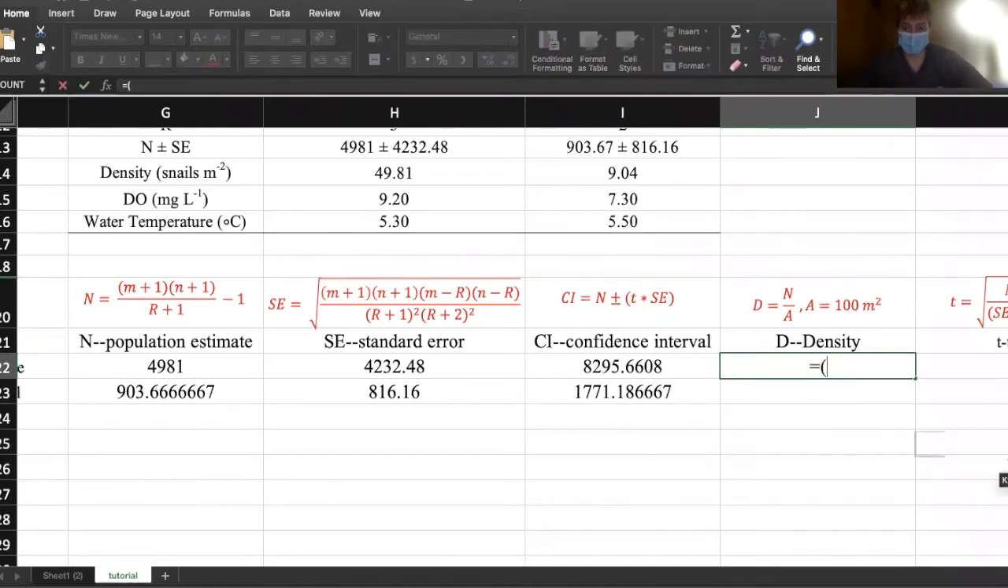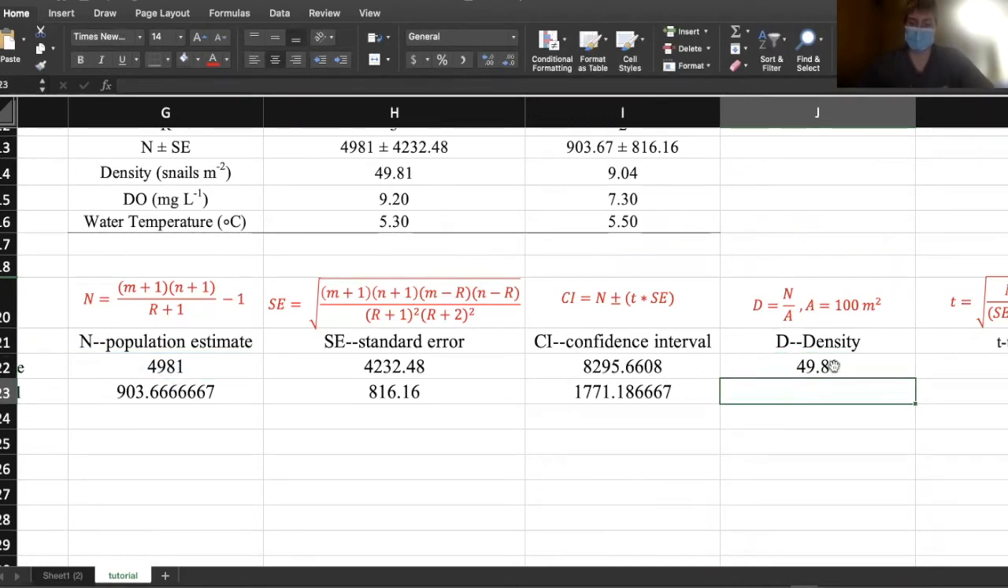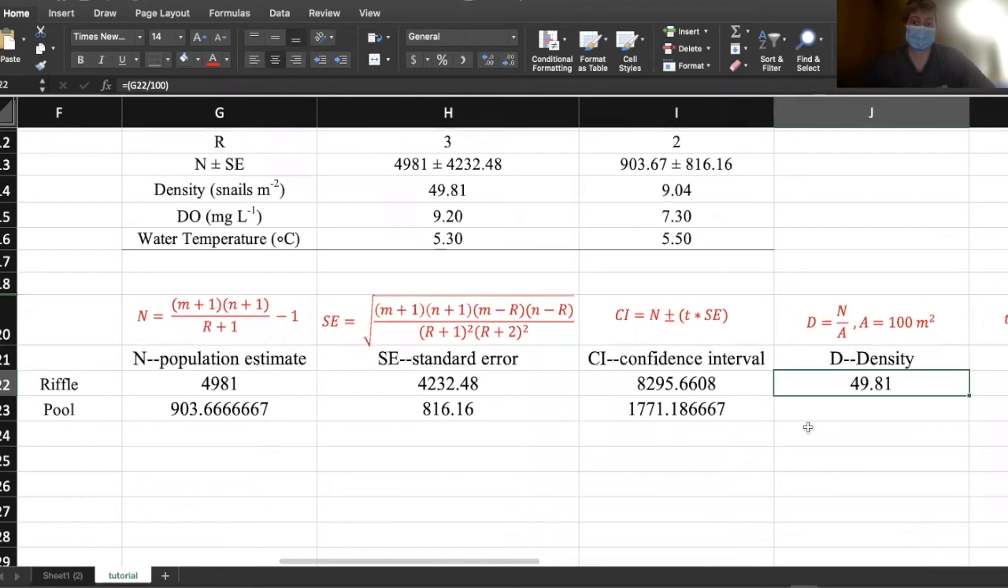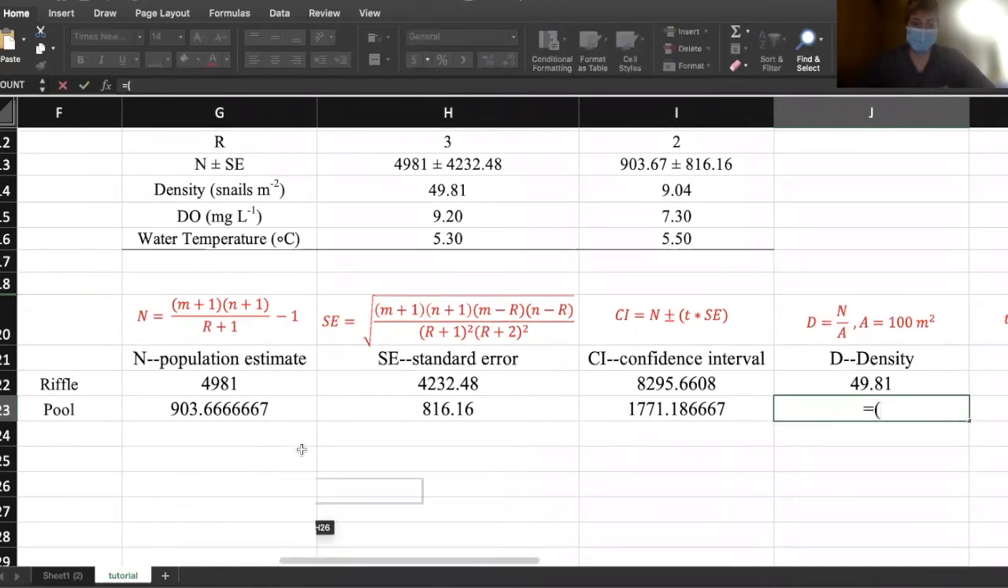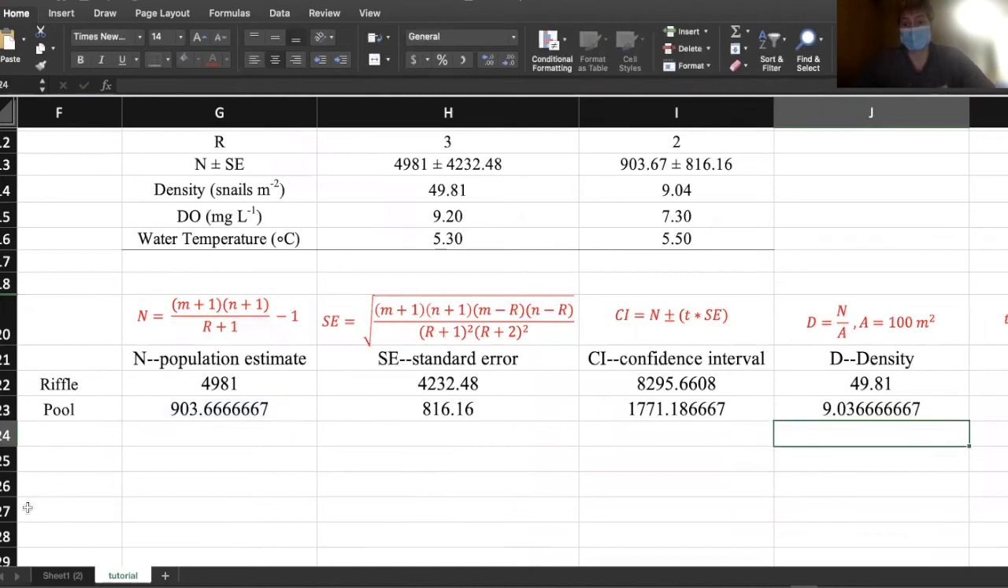Density is going to be, again, the population estimate divided by 100 meters. It's 100 meters because we should have taped out a 10 meter by 10 meter area to do sampling in. So our total area is going to be 100 meters squared. And then it's going to get you, for a riffle, 49.81. And then we'll do it again for pools. It's the big N, population size, divided by area. And that's your density.